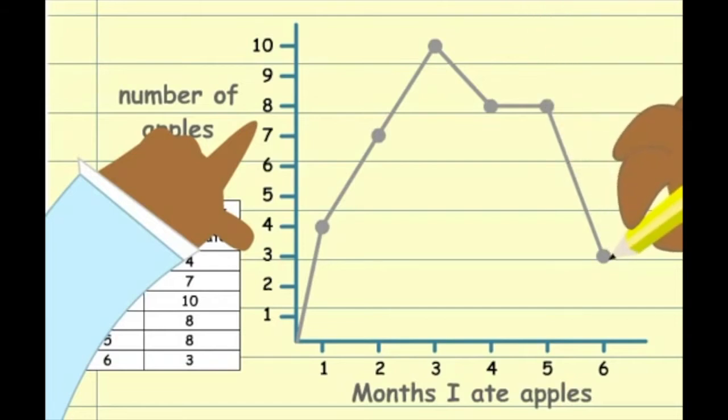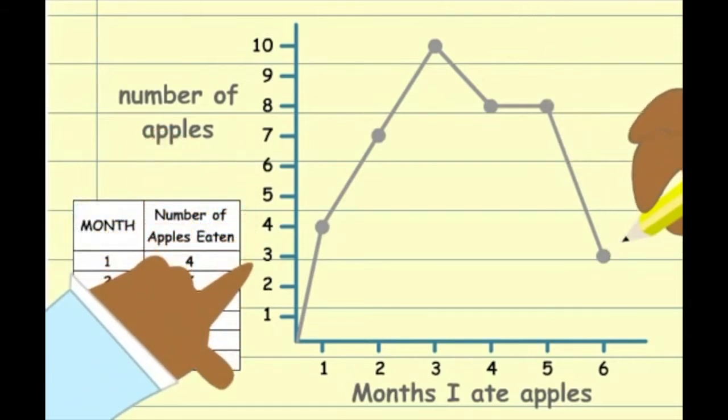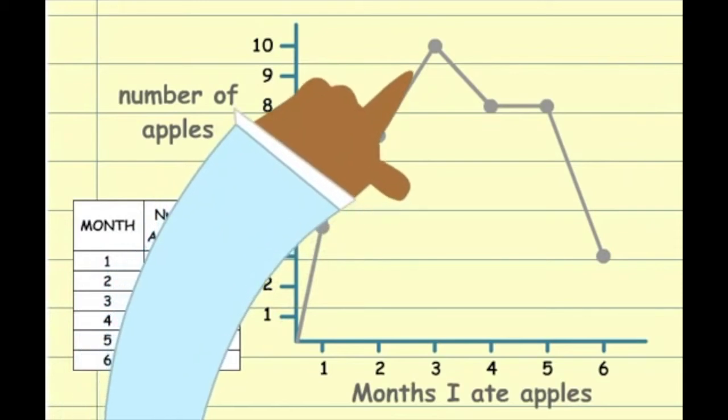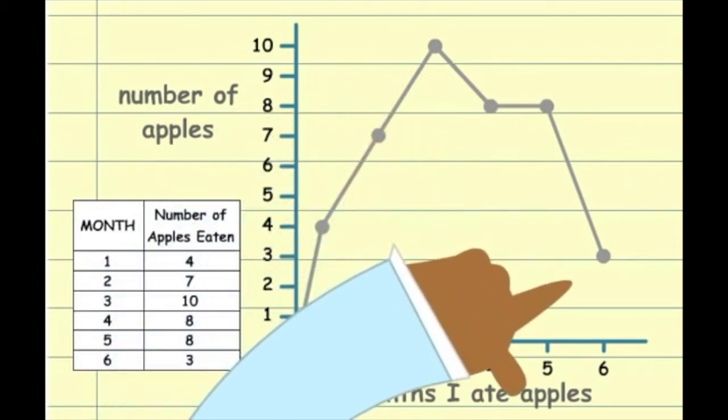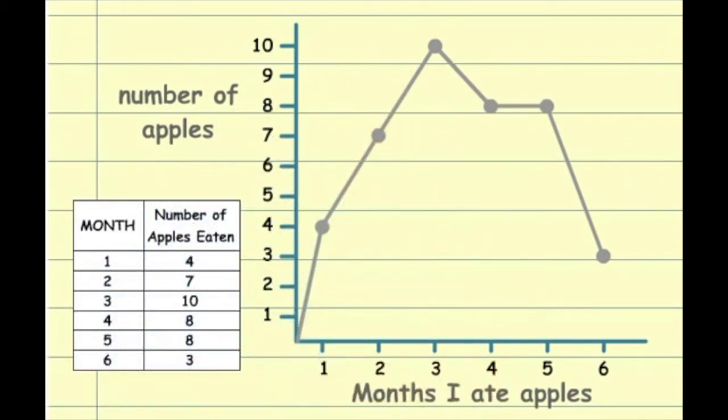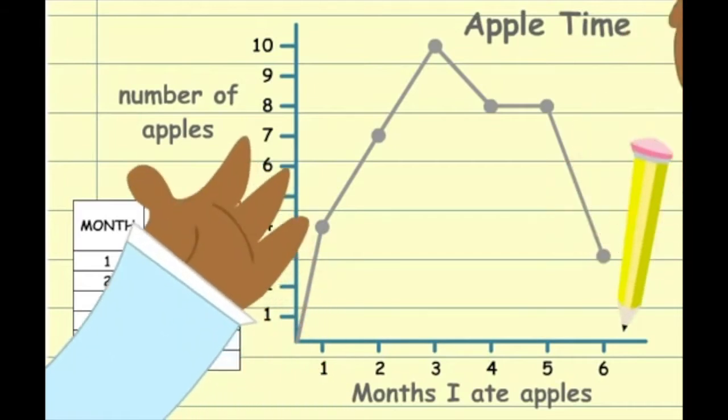And in the final month, I ate the least number of apples, only 3. Look how many more I ate in this month than I did in this month. All we need to do now is add our title, Apple Time, and done. The perfect line graph.